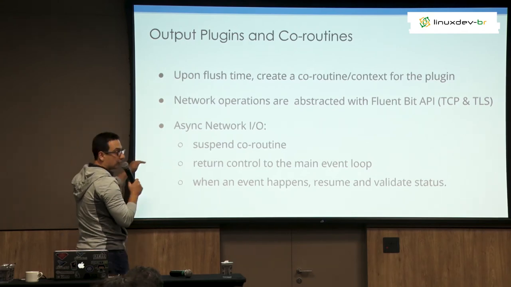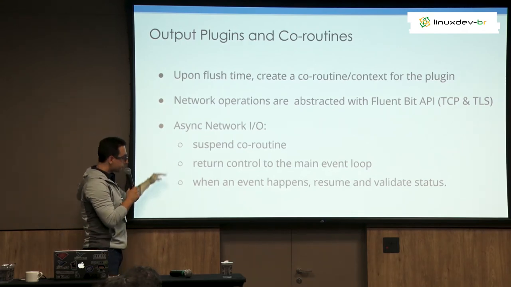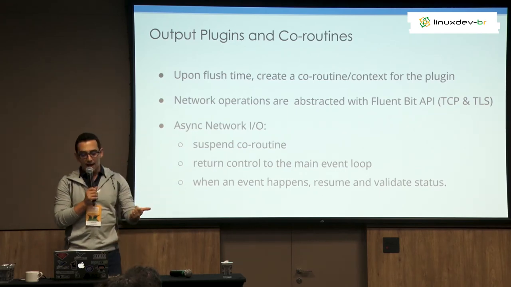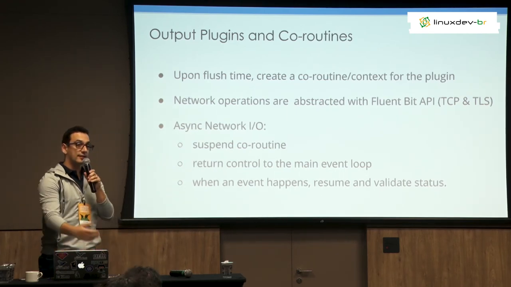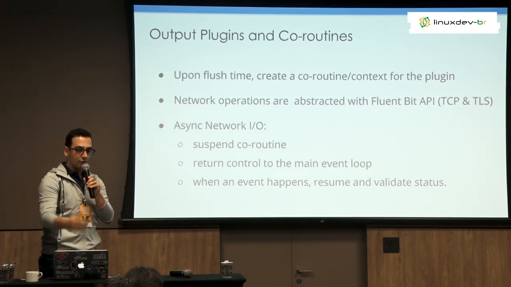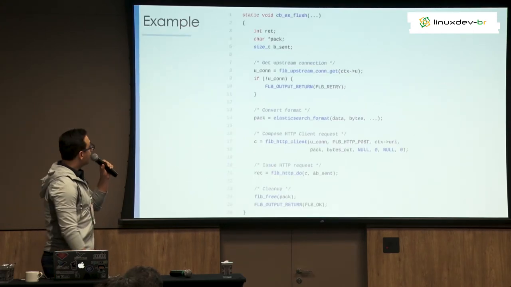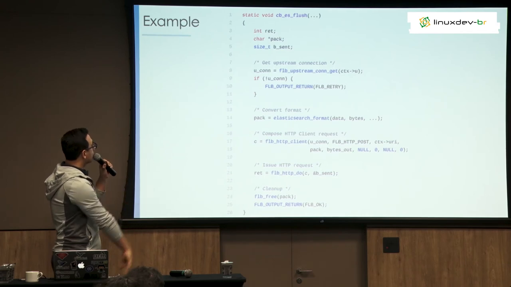So we can suspend the code at any point, and at any point I return control to the event loop. When some event happens, we let the kernel send us a signal and then resume from the last point. And imagine, for example, this simple code.